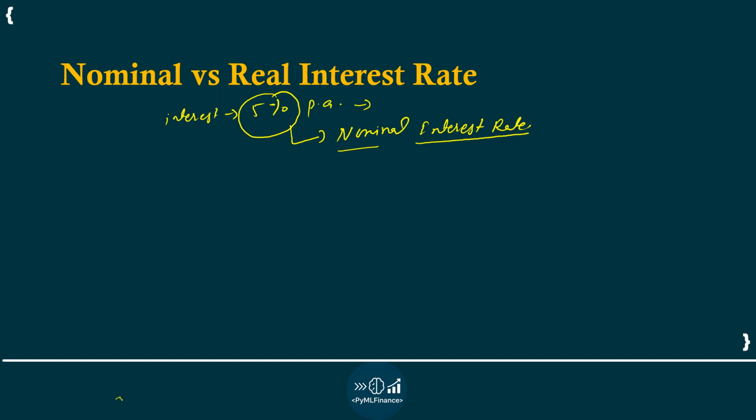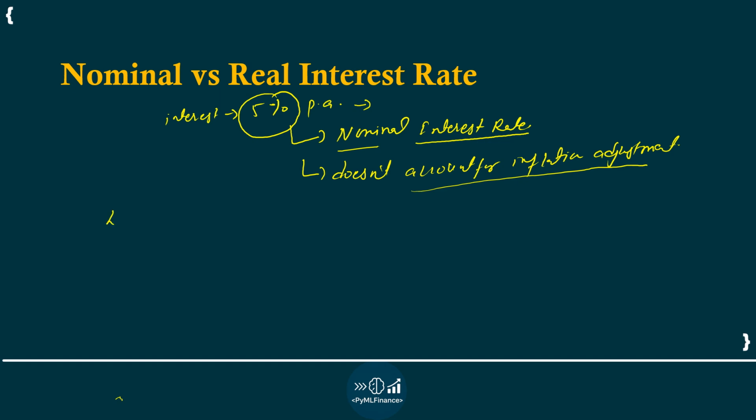This interest rate doesn't account for inflation adjustment. So you earn some interest, some percentage on top of your deposit, but there is also an increase in inflation, an increase in prices of goods. So let's say the inflation is 4% for the year.